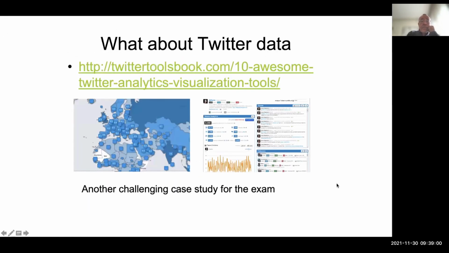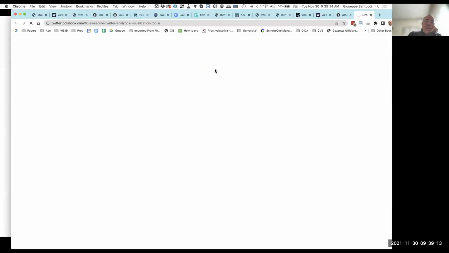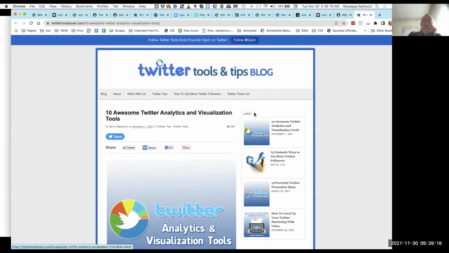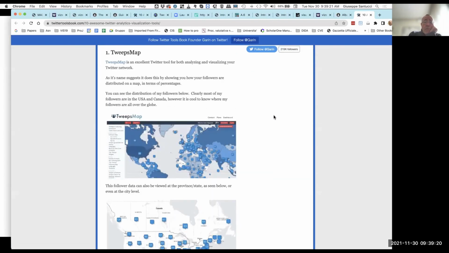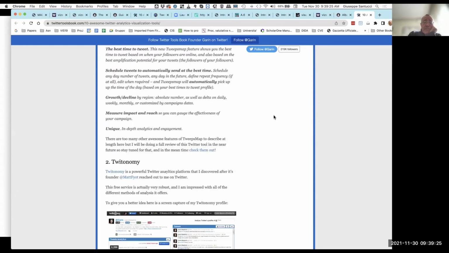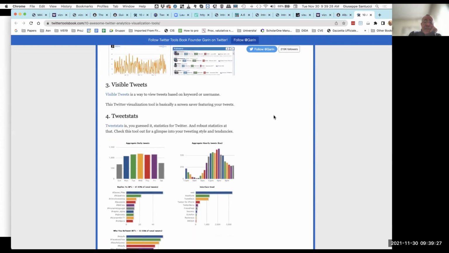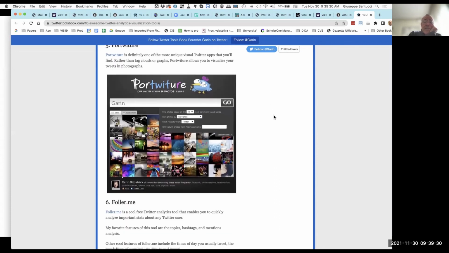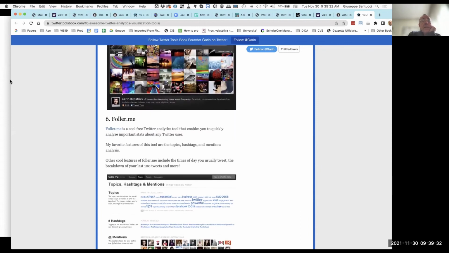And what about the Twitter data? Twitter data is still a challenging application, and here you can get some solutions, some visualizations for visualizing Twitter, the frequency or whatever. Again, you can be inspired by that.